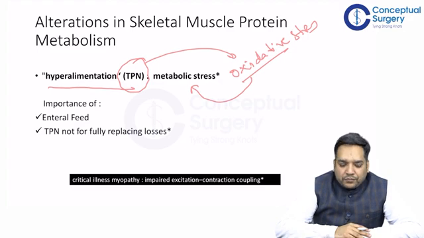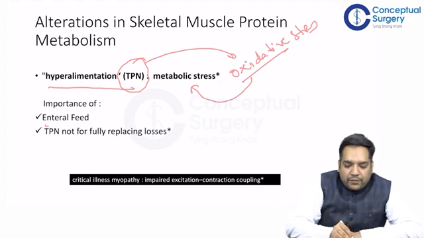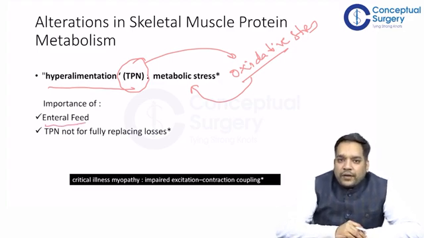So that is why the enteral feed is very important, right? TPN can't replace enteral feed. TPN is a source of stress. And it is also important to know that the role of TPN is not to fully replace the losses, but to attenuate it. And the cause is that it causes oxidative stress. So we don't want to give it in a higher volume, right?